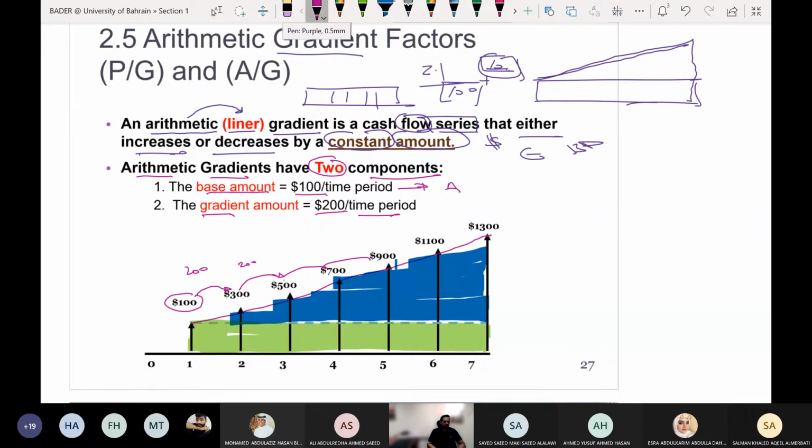Now, as you know, because it's a constant amount, even the gradient, I need to consider the same effect of interest. I cannot leave it on a side. I cannot say annuity, I'm going to deal with it as an interest, and the increase, I'm just going to ignore it.